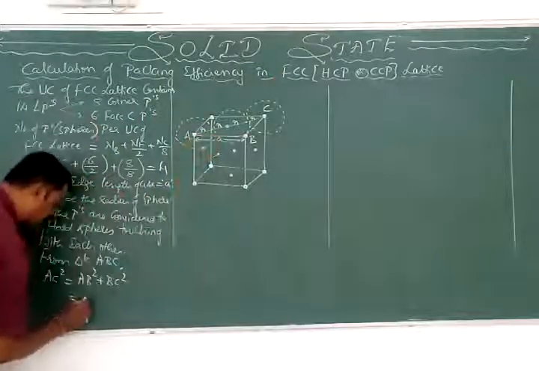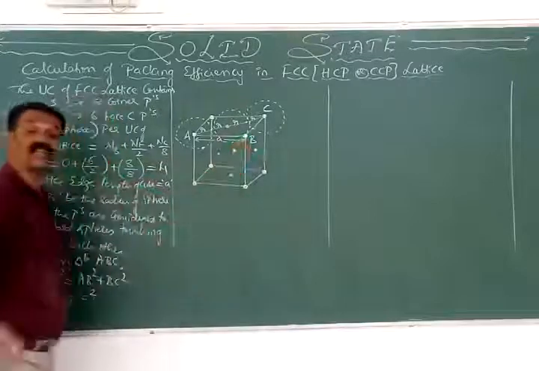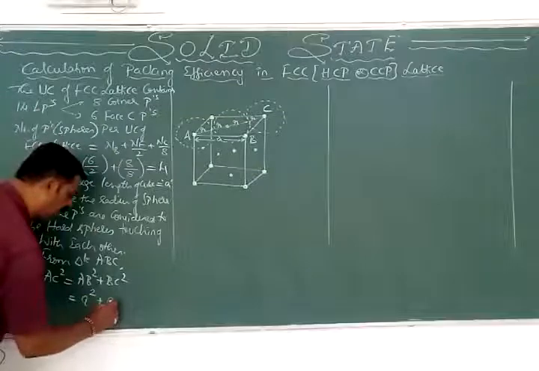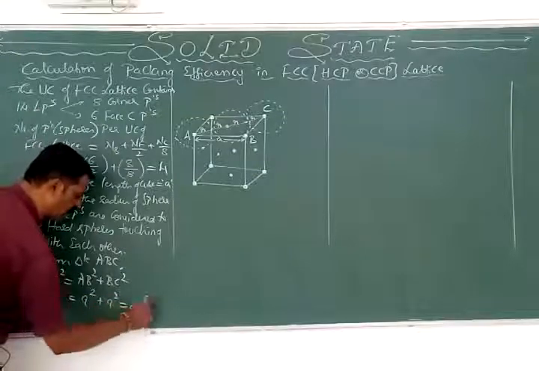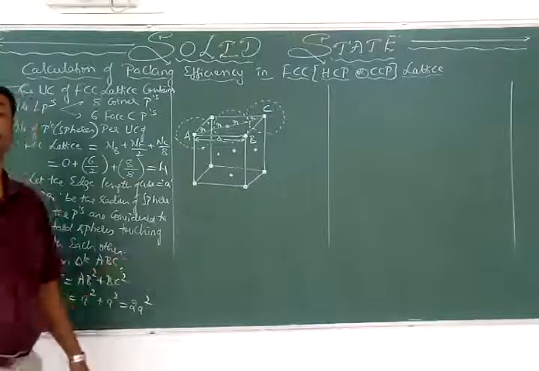Can you say what is AB here? It is the edge length. What is the edge length that I have taken? A. Therefore, it is A square plus BC square, as it is a cube, meaning length is equal to breadth is equal to height. That is also found to be A, and it is A square, that is equal to 2A square. So AC square is equal to what here? It is 2A square.